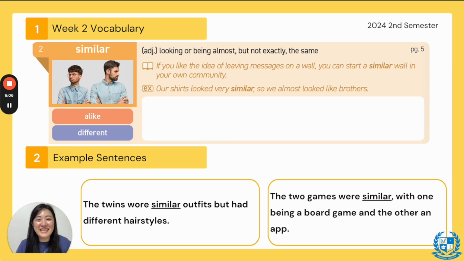Let's look at the next one. Down here, it says the twins wore similar outfits but had different hairstyles. So maybe one person had spiky hair and one person had really long hair.